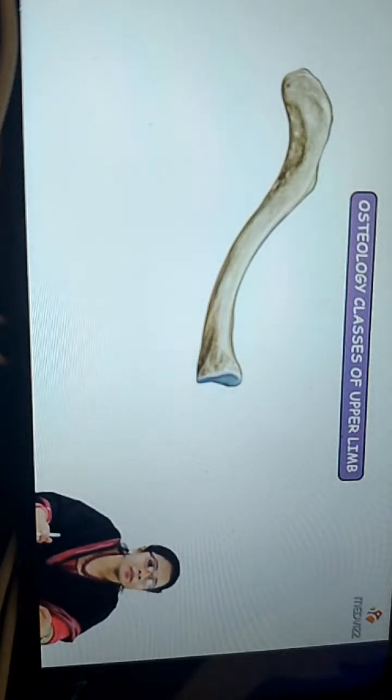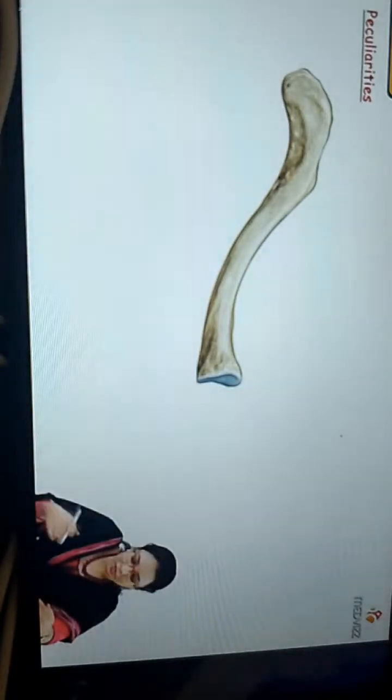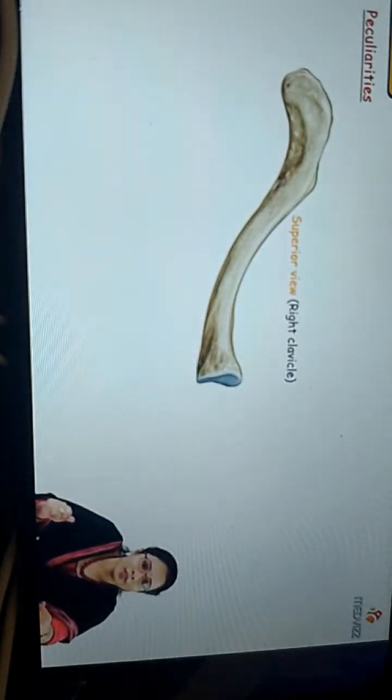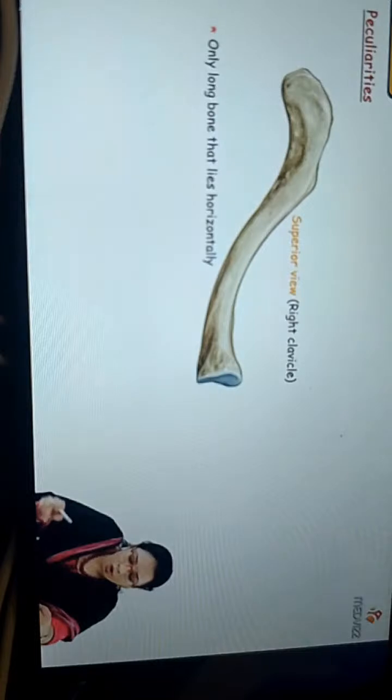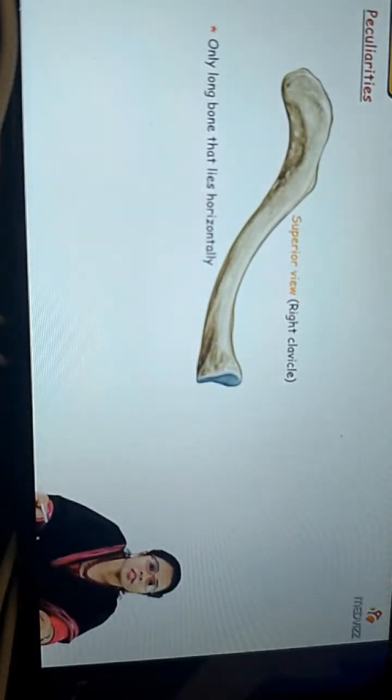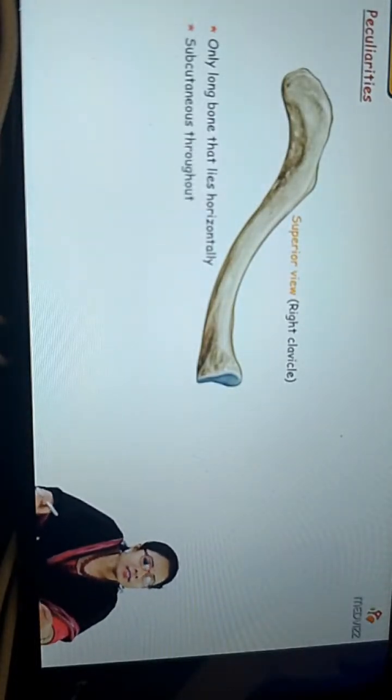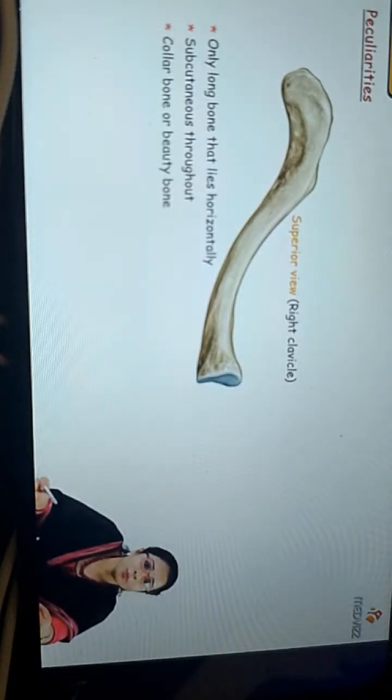Under osteology of upper limb is the clavicle. So the clavicle is here in this picture, which is the superior view of right clavicle. It is the only long bone which is present horizontally in our human body, and it is subcutaneous throughout. So it is also called as collar bone or beauty bone.